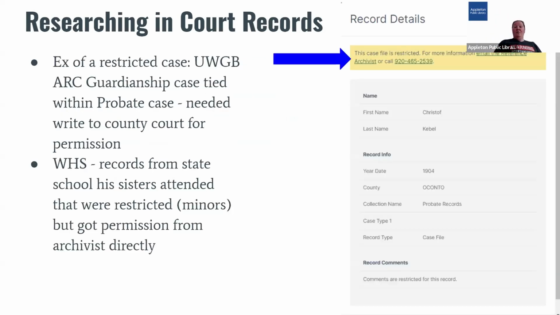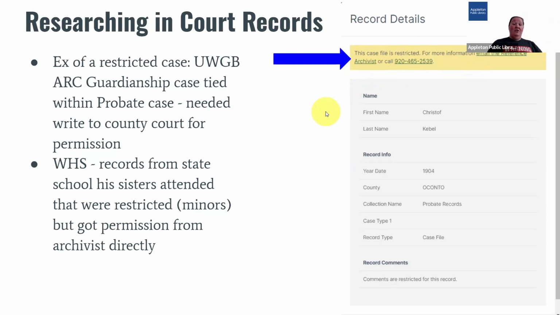So here's an example of one that I was looking at through UW Green Bay. They have an area research center, which I'll talk a little bit more about later. But this is a guardianship case that's tied within a probate case of my ancestor, because both the parents of 10 kids died when all the kids were underage. So of course, through the probate process, they had to elect guardians for all of these kids. And you can see right at the top, it says this case is restricted. Well, this is my great-grandfather. He's been dead since the 90s.